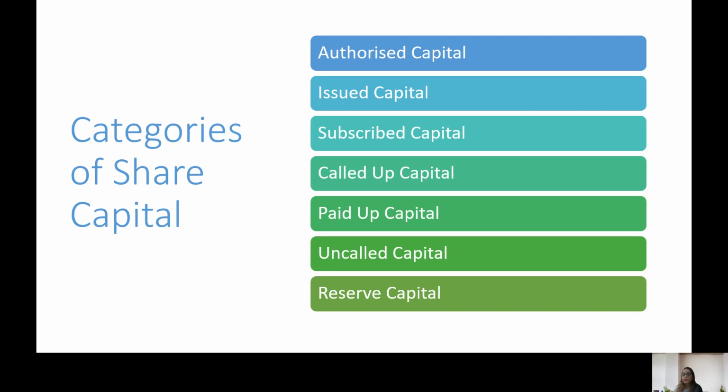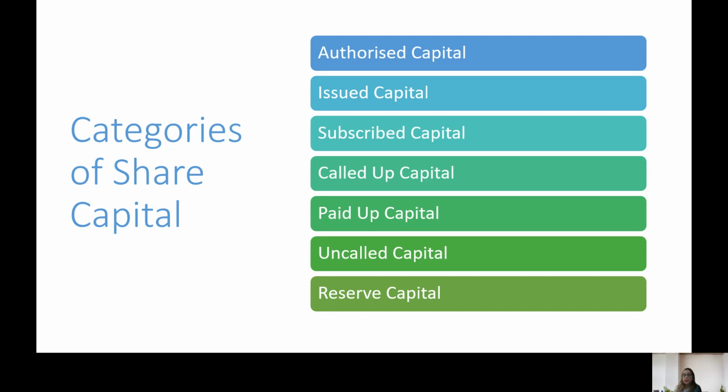Next is called up capital. Suppose we have issued 1 lakh shares of rupees 10 each to the general public, right? Now, out of the 10 rupee face value, the company has called only rupees 8, right? So 1 lakh multiplied by 8 will be the called up capital. Is that clear?